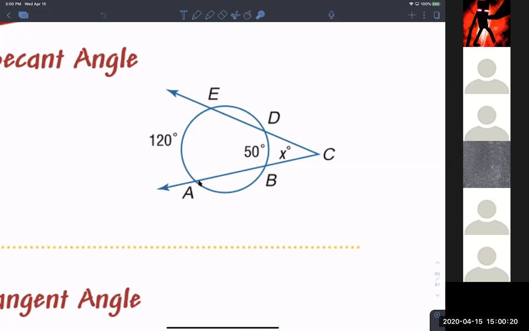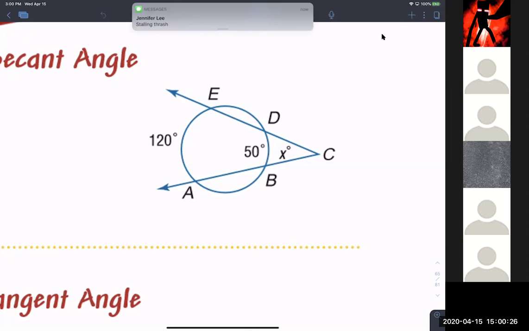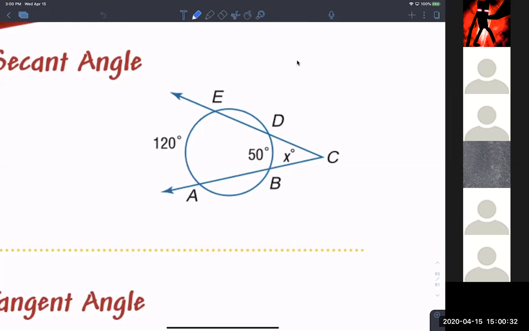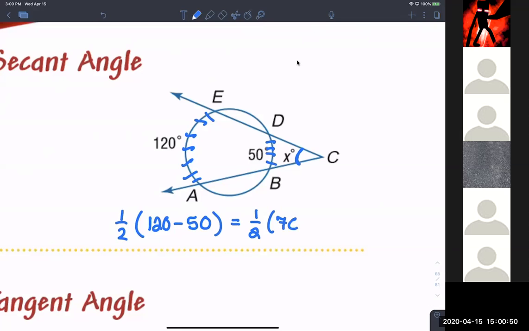Okay, so this angle is on the outside, so it is 1/2 times the difference of the big arc minus the small arc. Any questions? Okay, let's look at another one.